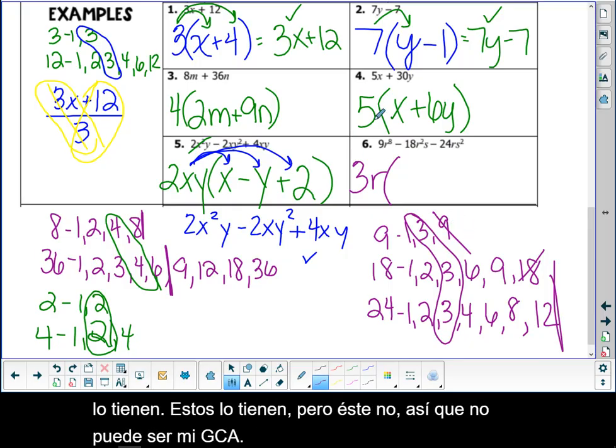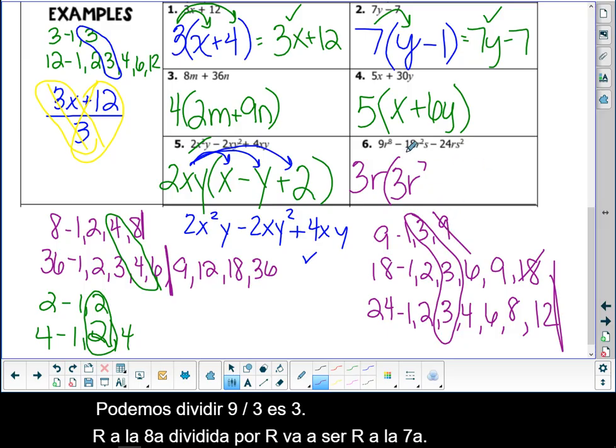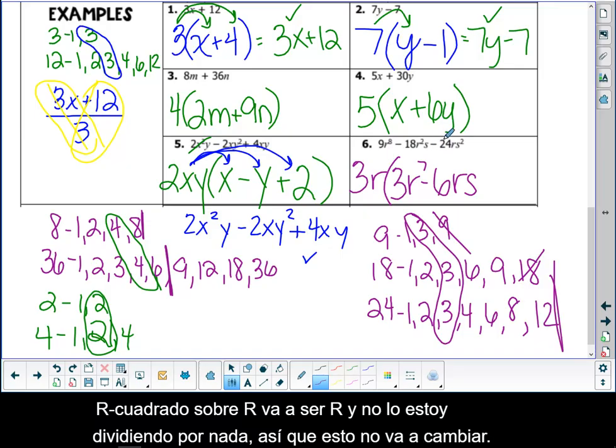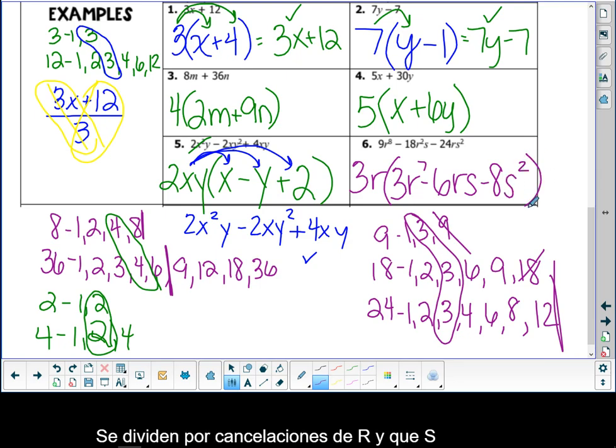Now we can divide. 9 divided by 3 is 3. R to the 8th divided by R is going to be R to the 7th. Negative 18 divided by 3 is going to give me negative 6. R squared divided by R is going to be R. And I'm not dividing S by anything, so S isn't going to change. Negative 24 divided by 3 is going to leave me with the negative 8. R divided by R cancels, and that S squared is going to stay the same.